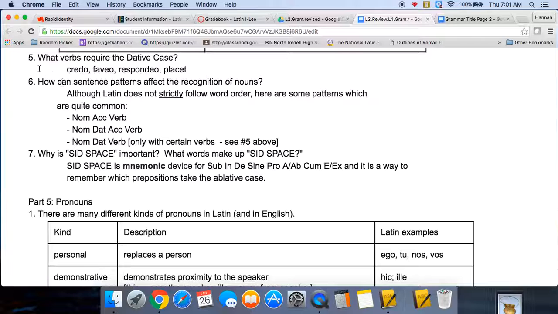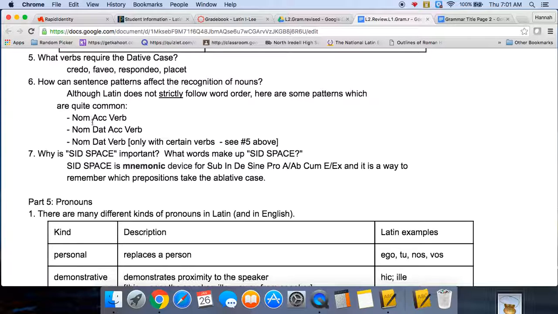All right, number 5. You have already seen this before, but since it relates to nouns, I'm going to show it again here with nouns. There are certain verbs that require the dative, and you can see those here. Number 6, we have sentence patterns. The Romans were not as strict with word order as we are in English. They can tell by the endings on a word how that word is being used. In English, we really rely on the order of words as they're being spoken to figure out what is going on.